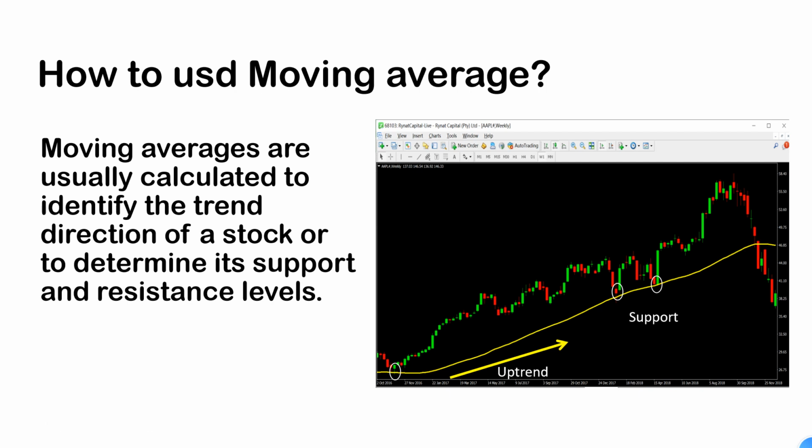Okay, and when the price reaches the MA, the MA can actually give support to the price. So it also has a function of support or resistance. If the price is above the MA, then the MA gives support to the price. But if the price is below the MA, then the MA will give resistance to the price. All right.